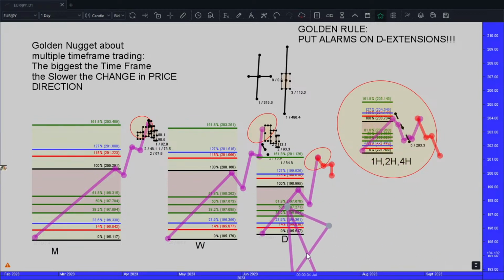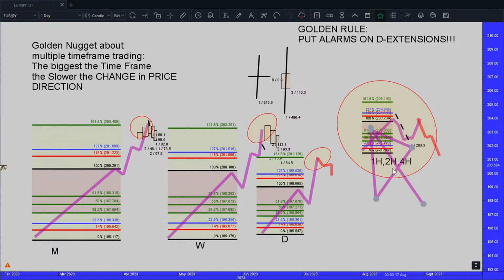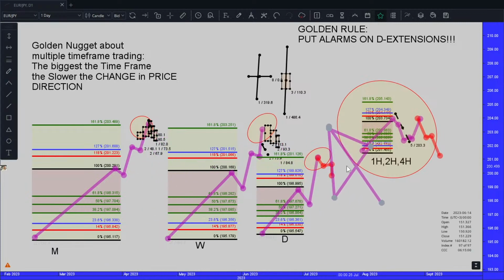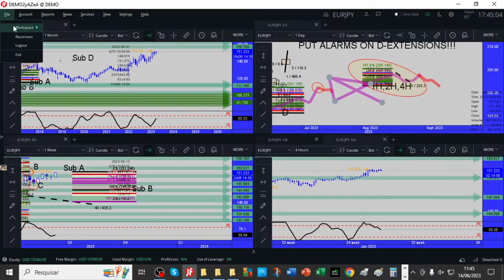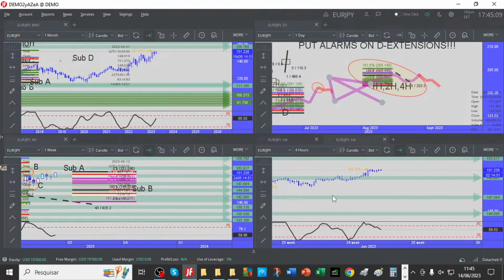And it's going to break the original Fibonacci on the daily, and it's going to break the original Fibonacci on the 1 hour, 2 hour, 4 hour chart. And then our brain is going to say, oh, we are in a down original Fibonacci. The monthly and the weekly are retracing. And the best pair to see this is Euro New Zealand.